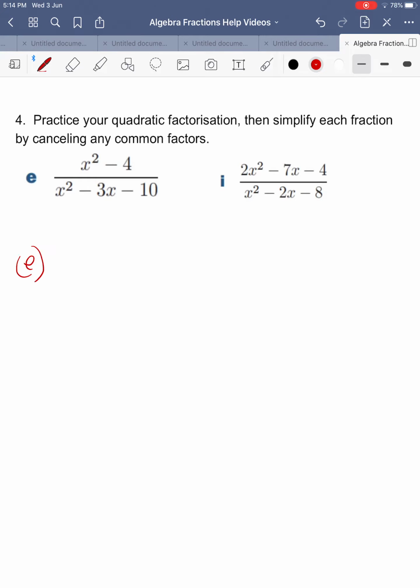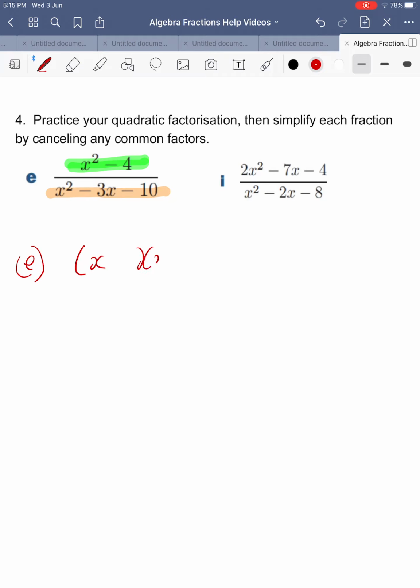We're going to look at the numerator now. The numerator is, I'll just highlight it in green, x squared minus 4. The denominator, x squared minus 3x minus 10. So you're just going to have some practice factorising both of those expressions. I'll do the top one first.